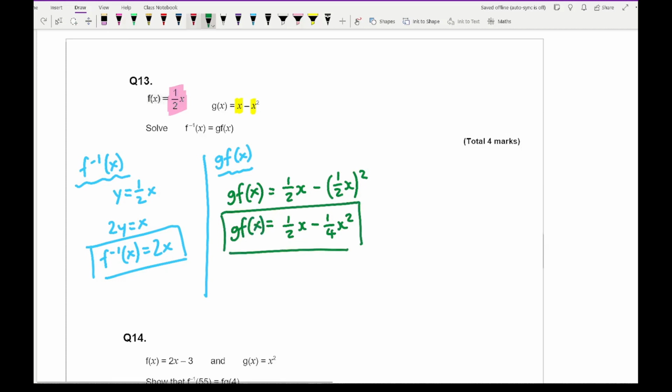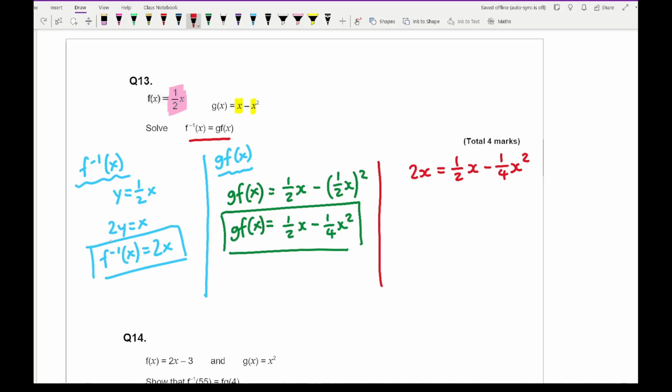So the next thing left for me to do is now work with this. I need to make those two boxes equal to each other. So I've got 2x equals a half x minus a quarter x squared. And then from this, what I can do is stick it all onto one side. So here I want to solve this for x.